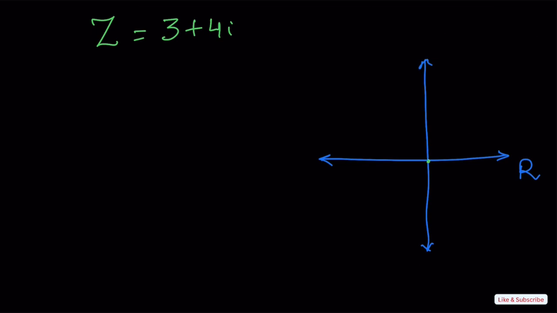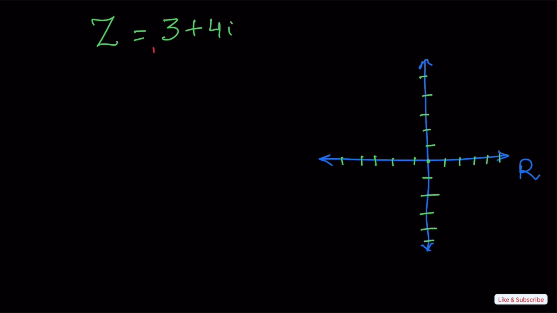Let's have the numbers on the axis. So this is the origin. On the right hand side we have the positive values 1, 2, 3, 4, 5. On the positive y-axis we have the positive values 1, 2, 3, 4, 5. On the negative real axis, that's -1, -2, -3, -4, -5. Similarly on the negative imaginary axis, -1, -2, -3, -4, -5.